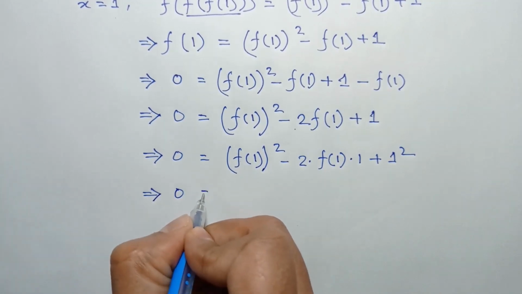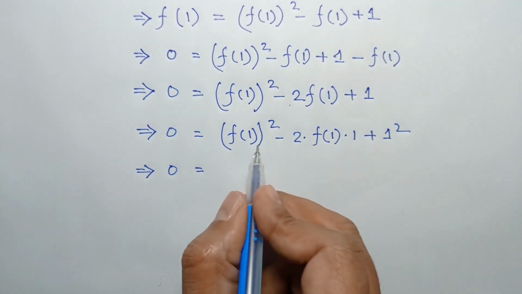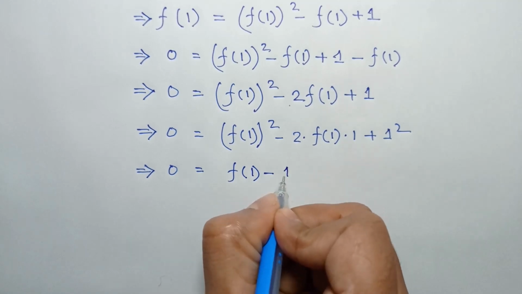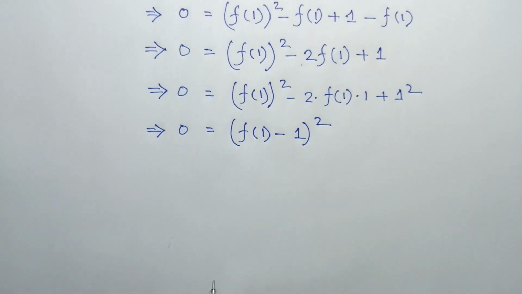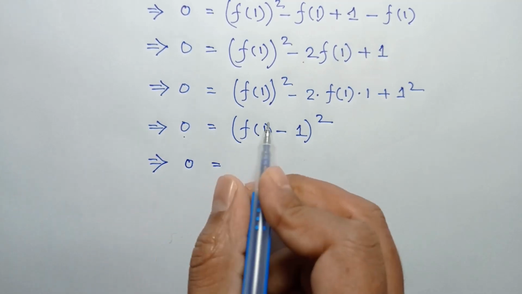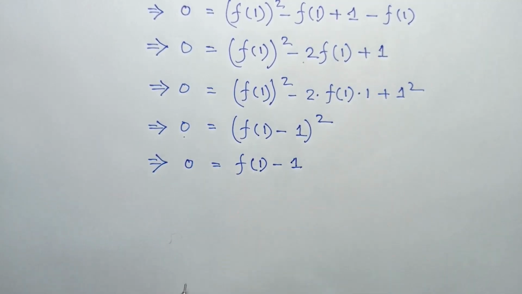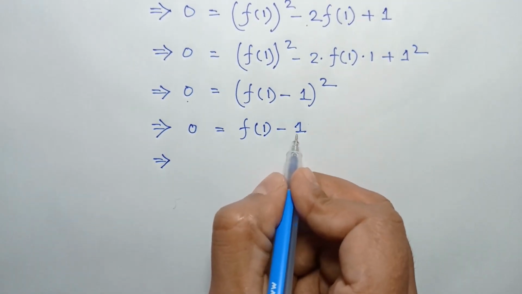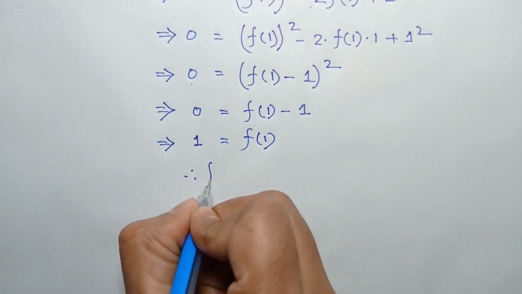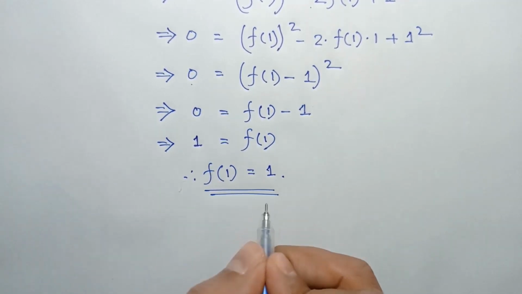or 0 is equal to, according to the formula a squared minus twice ab plus b squared, we can write it as (a minus b) whole squared. So it will be (f(1) minus 1) whole squared, or taking the square root on both sides, we will have 0 is equal to f(1) minus 1, or taking this 1 to the left side, we will get 1 is equal to f(1). So the value of f(1) is equal to 1. So this is the value of f(1).